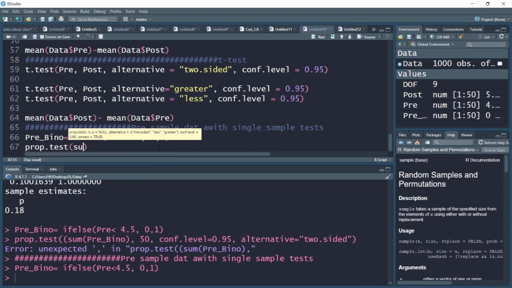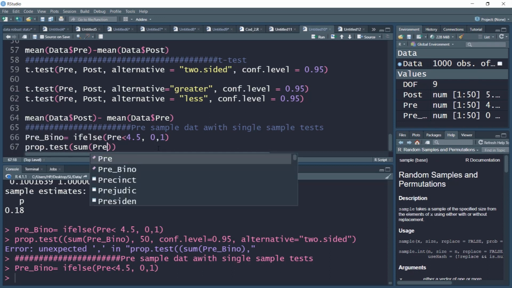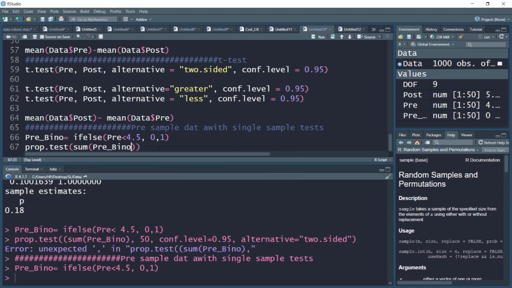We can use that. We'll use the summation of pre-bino, that means all those with a score of 1, and we'll provide the sample size, which is 50. We'll provide the confidence level, which is 0.95, that means 5% significance, and we'll provide the alternative argument as two-sided.